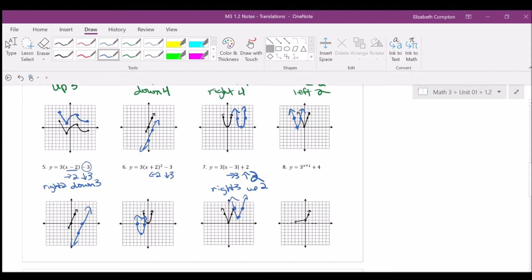And on number 8, we're going left 1, up 4. So again, left 1. I'm going to take the key point of 0, 1, and go left 1 and up 1, 2, 3, 4. Now I also have to move my asymptote. The asymptote doesn't move left and right. So we're just going to move that up 4. See, 1, 2, 3, 4. Okay, this one's left 1, up 1, 2, 3, 4.